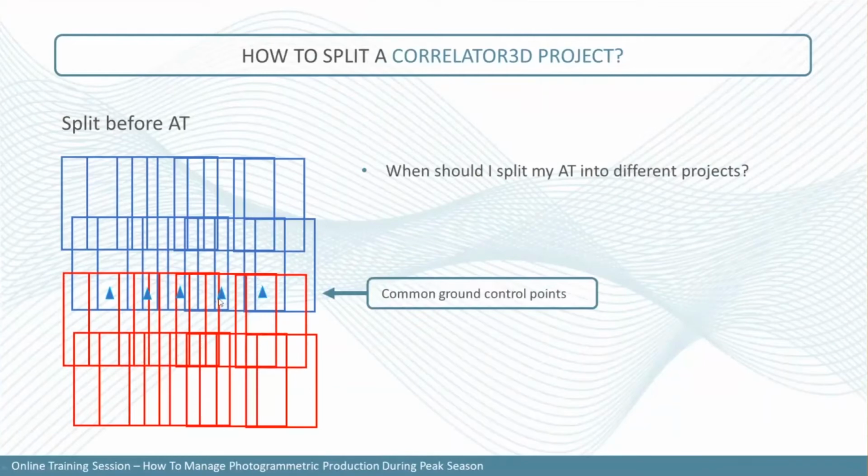If you don't have any common ground control points, what you can do is process project number one, then use the mosaic and also the DEM from project one, and use those as ground control points for project number two. This way you'll make sure that both projects are tied together, and you won't have any shifting problems or any photogrammetric problems during the rest of the processing.